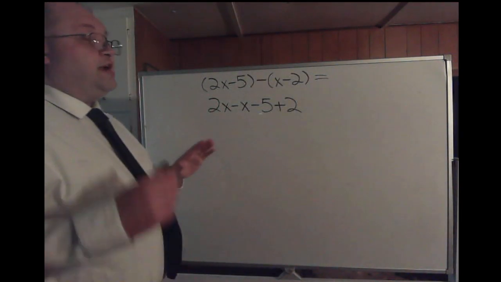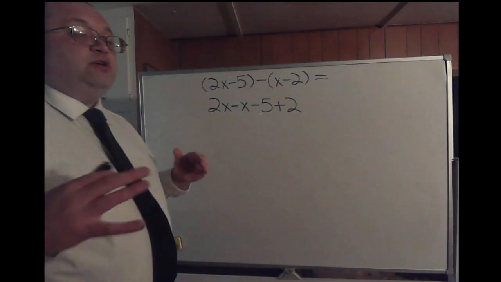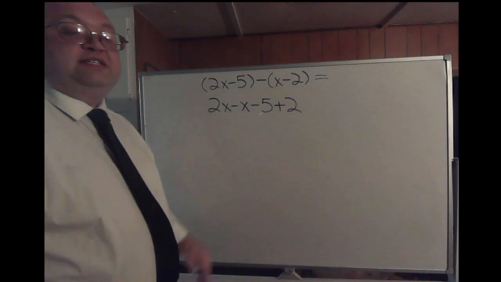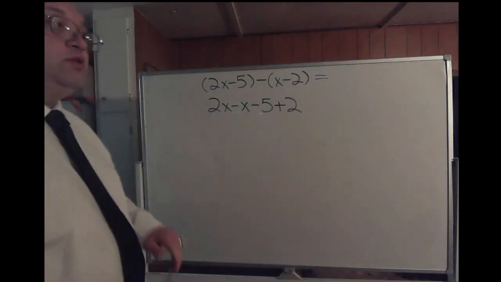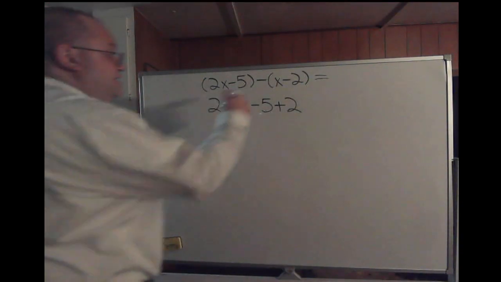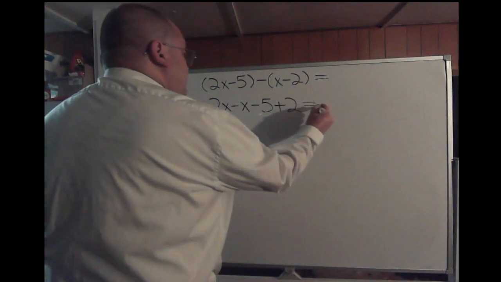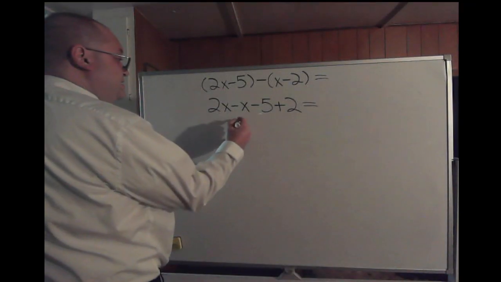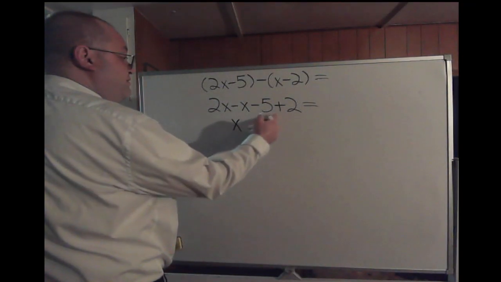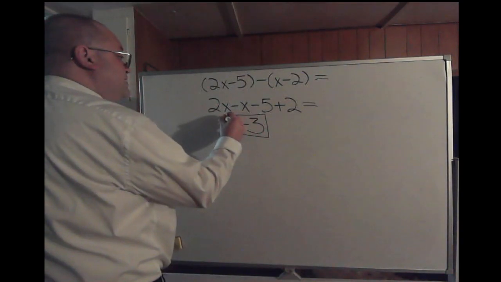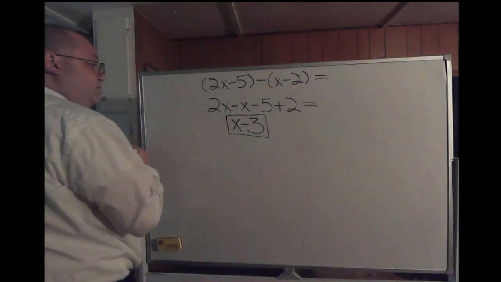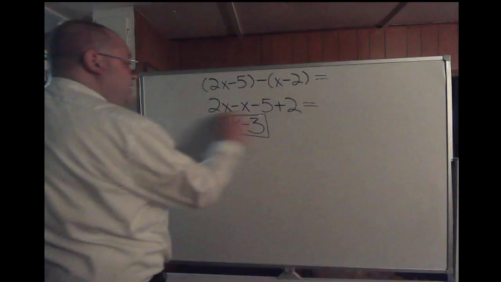So whenever you add or subtract polynomials, it's basically just simplifying the equation, which we've been doing all along. This is just a fancier way of doing it. But now if we go through, we do 2x minus x, you'll get x. Negative 5 plus 2 is negative 3, so you would get x minus 3 for your final result. I got more examples.